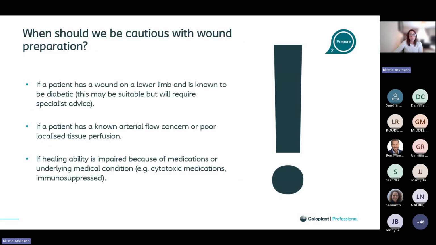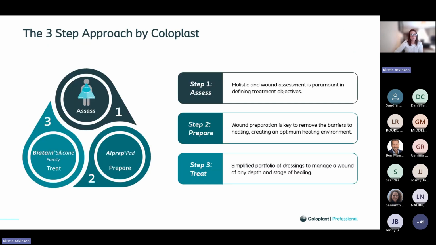There are times when you need to be cautious with wound preparation, and that's if a patient has a wound on the lower limb and is known to be diabetic, if they've got a known arterial flow concern or poor localized tissue perfusion, if their healing ability is impaired because of certain medications, or if you think the wound could be malignant. That's another one where you would err on the side of caution with wound preparation and get some more advice and another opinion.